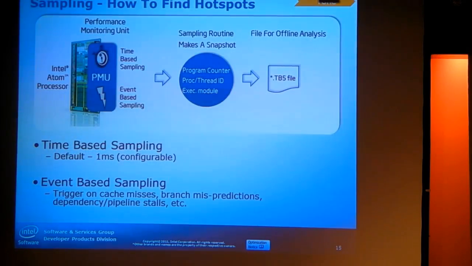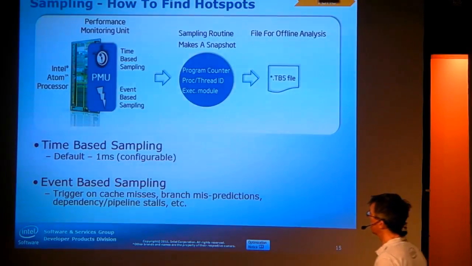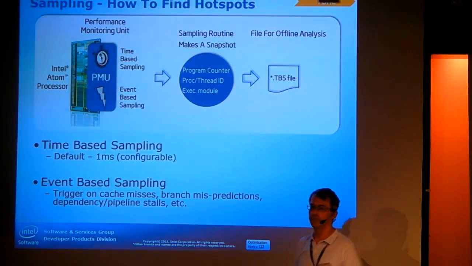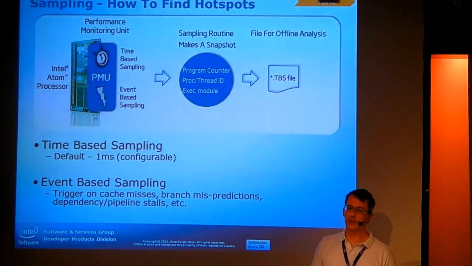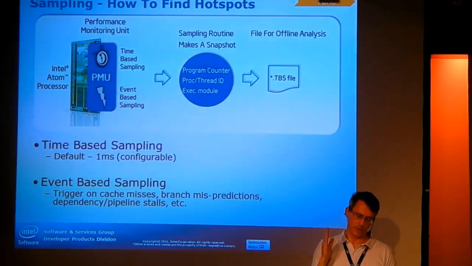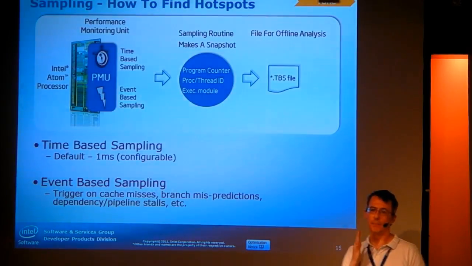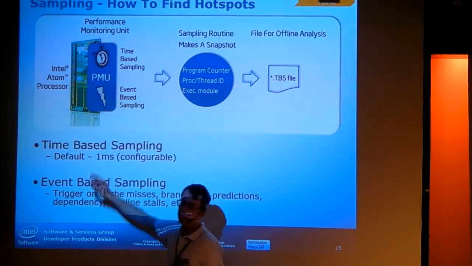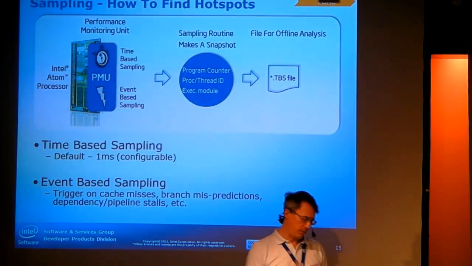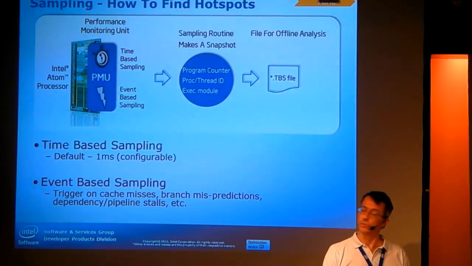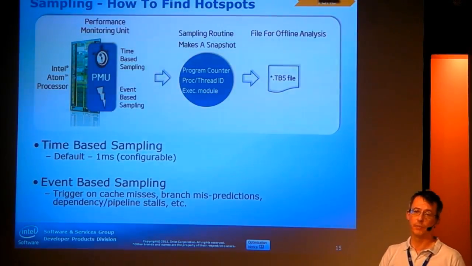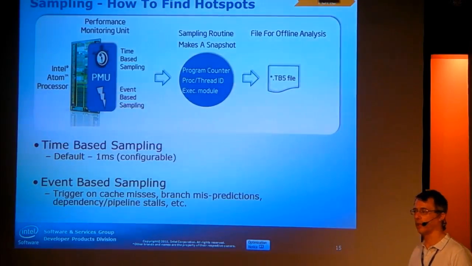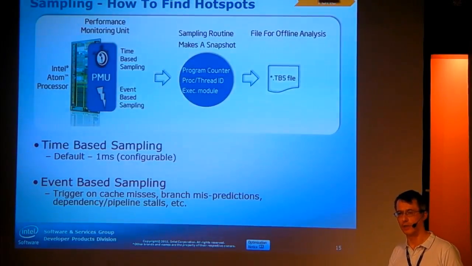There are different ways to do that. One is a method called time-based sampling. Most developers use that. It's essentially the application is interrupted on a fixed time stamp. 1 millisecond is the default time base. You can change that. And every millisecond, the tool VTune collects information on the status of the system, which part of the application it is currently running in, and what state it is in.